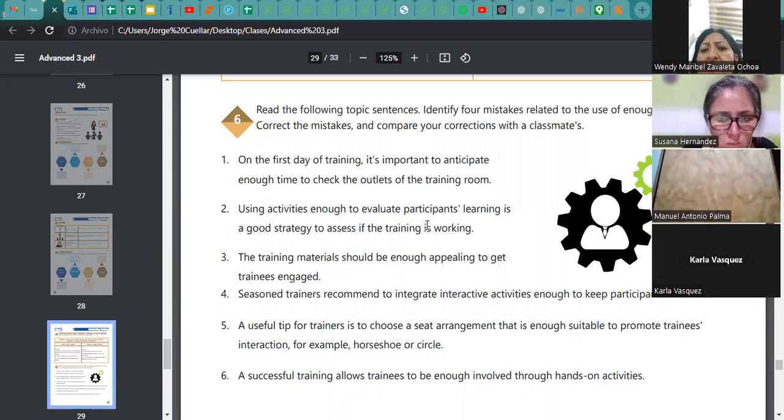Okay, number two. Who wants to say number two? You've seen enough activities to evaluate. Very good. Using enough activities, that is the change. Enough activities to evaluate participants' learning is a good strategy to assess in the training sport. What is assess, do you know? Evaluate. Very good.